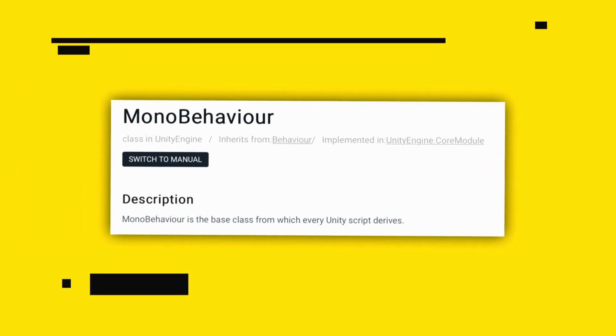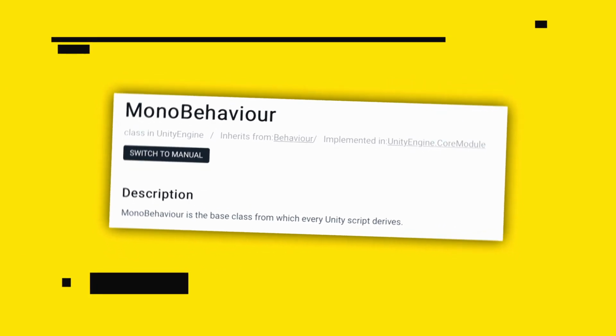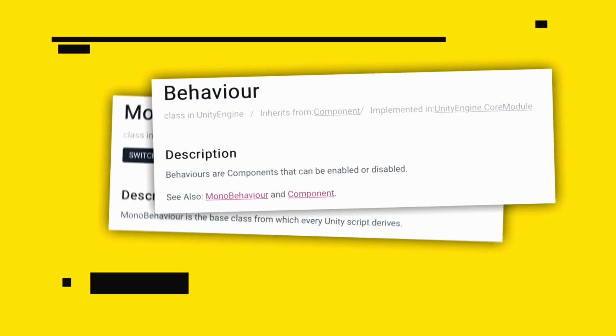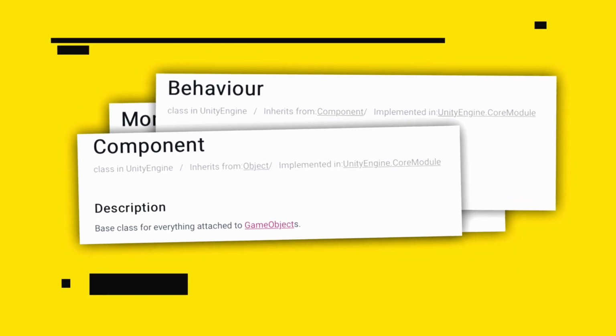Let's check what the Unity documentation says. Monobehavior is a base class from which every Unity script derives. Okay, it inherits from behavior. Behaviors are components that can be enabled or disabled. So behavior inherits from component, which is the base class for everything attached to game objects.